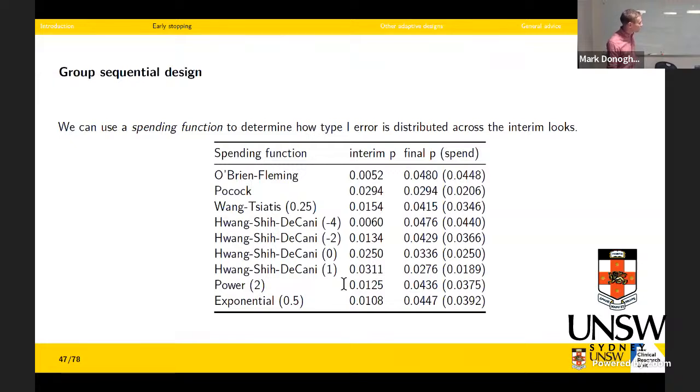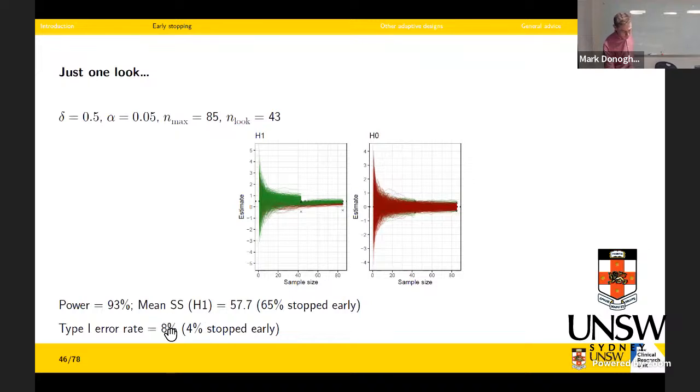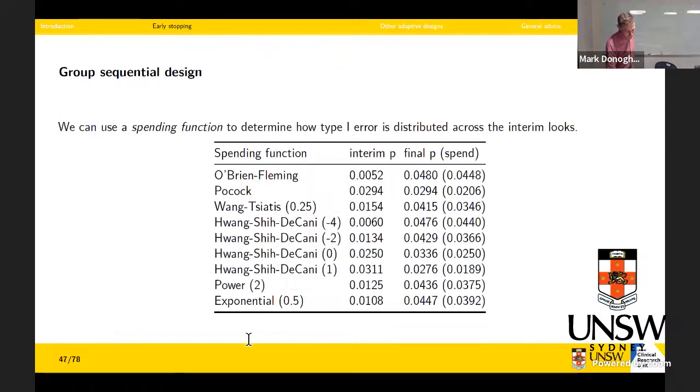What's the solution? Well, the solution is to say that if we want this total to be 5%, then we need to split it up between the studies that might stop early and the studies that might declare a difference at the end. And one method to do that is to use a spending function to distribute how your type 1 error goes at the interim and the final analysis.